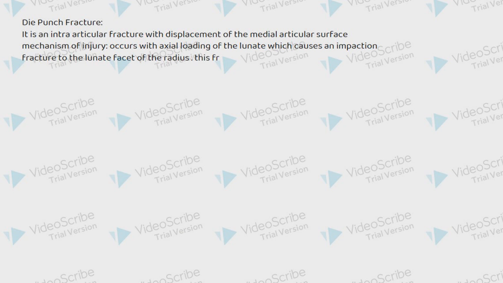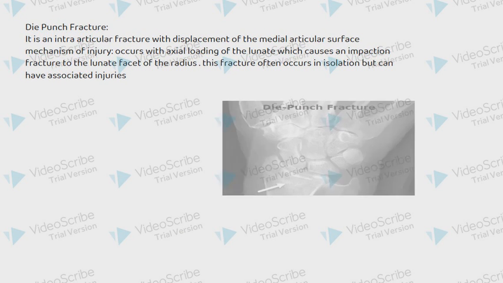Die-punch fracture, which is also known as a lunate load. It is an intra-articular fracture with displacement of the medial articular surface. The injury could occur with axial loading of the lunate, which causes an impaction fracture to the lunate facet of the radius. This fracture often occurs in isolation but can be associated with other injuries.